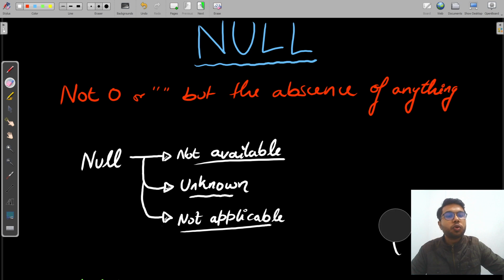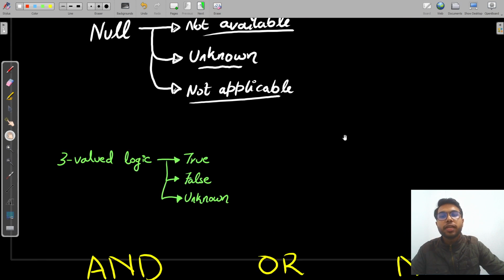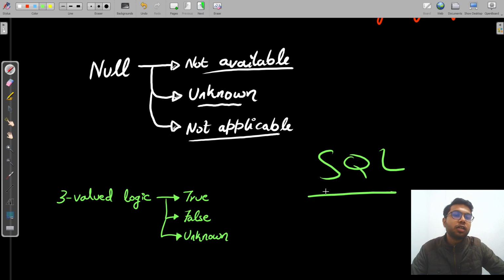All right, so let's move on and see how nulls are handled. In SQL, we have something called three valued logic. What that means is that we have three answers for any logical statement. A logical statement can be true, it can be false, or it may be unknown.